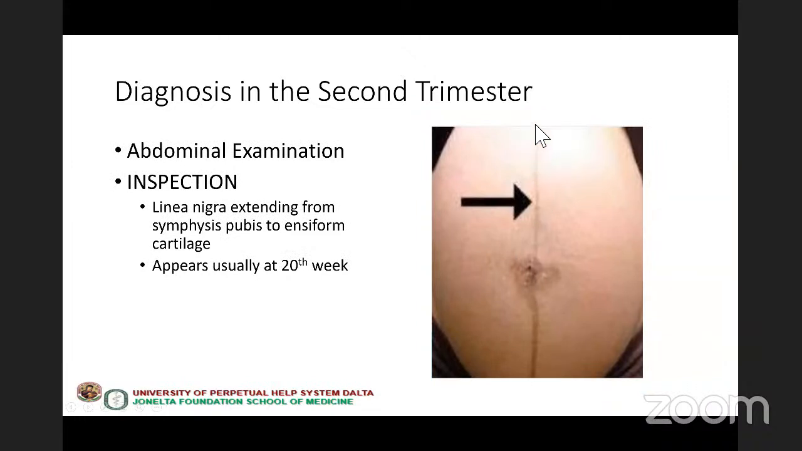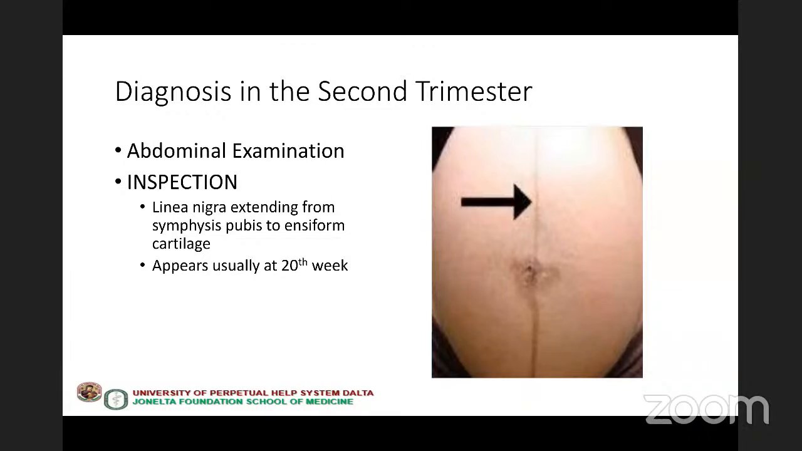Same way, you have your abdominal inspection. There are skin changes as well, starting from your linea nigra. So this is your line, extending from your symphysis pubis to your ensiform cartilage or your xiphoid process around. And this usually appears at 28th week. Okay. Inspection, there's linea nigra.